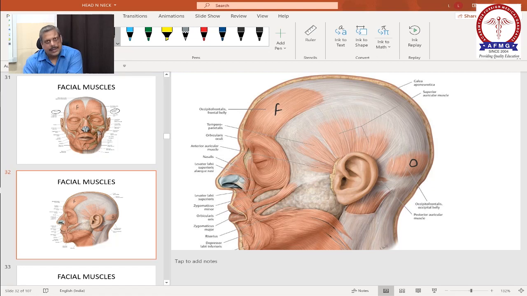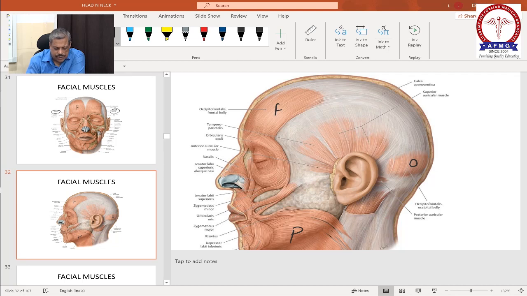See the pinna, and muscles are also present around the pinna, but these are non-functional or rudimentary muscles. That is why I did not mention them. This is the superior auricular muscle. Clear? These are anterior auricular muscles and posterior auricular muscles, just forget them. Now come to the zygomatic bone, clearly visible. So this is zygomaticus major and this is zygomaticus minor. And this muscle is known as the platysma muscle.